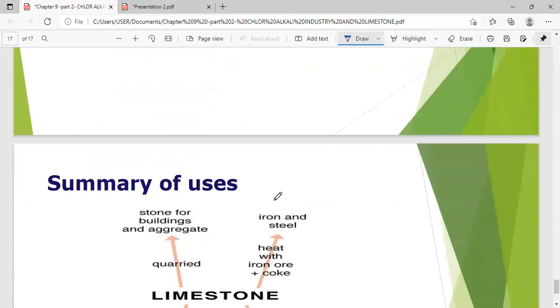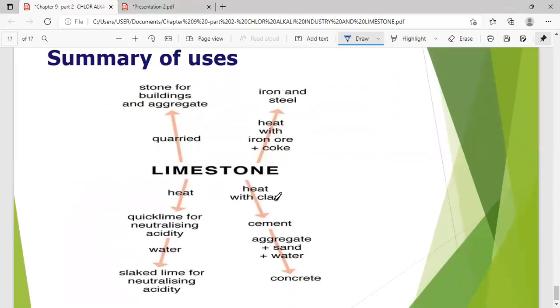Okay, now let's look at a summary of the uses. This is based on what you have learned before. We are learning about limestone. Limestone can be quarried and used as stone for buildings, or it can also be part of the aggregate. When limestone is heated with iron ore and coke, you get iron. This is regarding the extraction of iron.